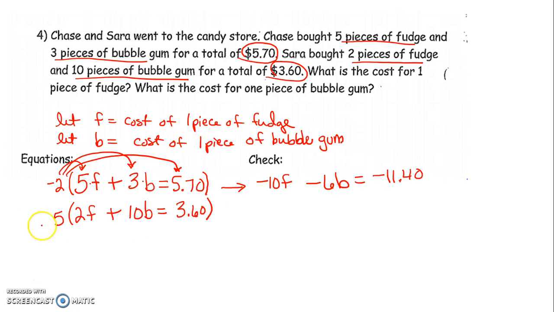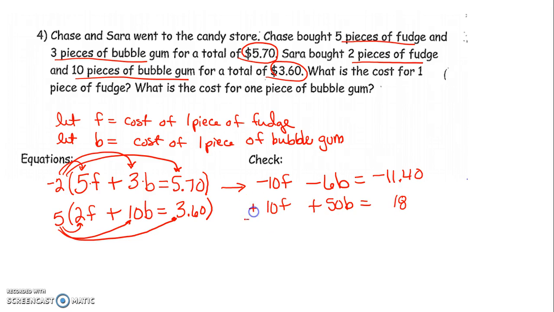-1140. And now we're going to distribute +5 through that second set of parentheses. +5 times 2F is a +10F. +5 times 10B, that's a +50B, equals, now we have to do +5 times 360. 5 times 360 will become 1800.